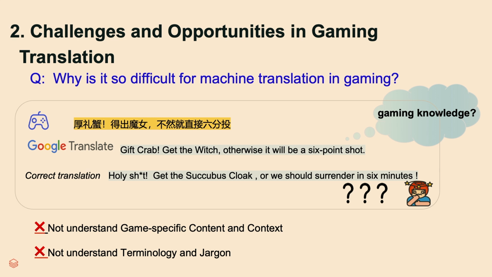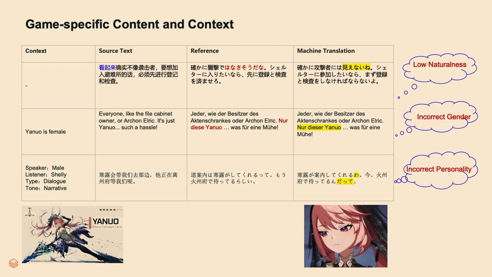Google Translate has no idea what is going on here, what the dirty words are, and what Sakuba's Cloak means in this game. You can see the translation is missing two important pieces of information. The first is context information, and the second is terminology knowledge. In those cases, I will show you how context information affects the translation results. Well, this girl's name is Jano. She's a character from a game.